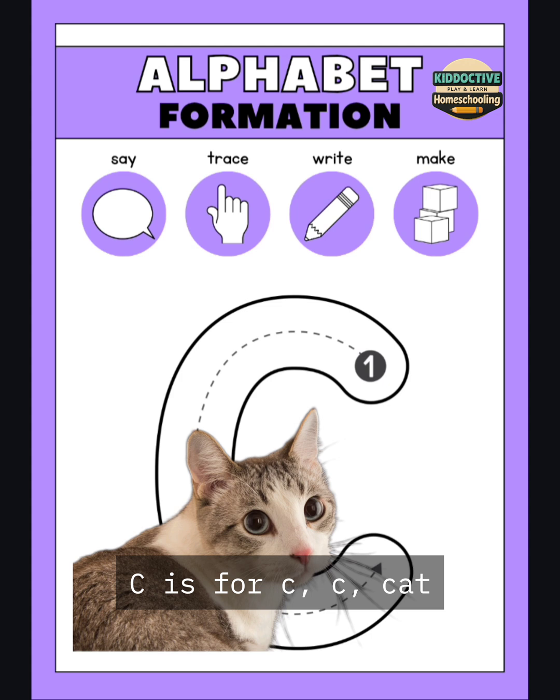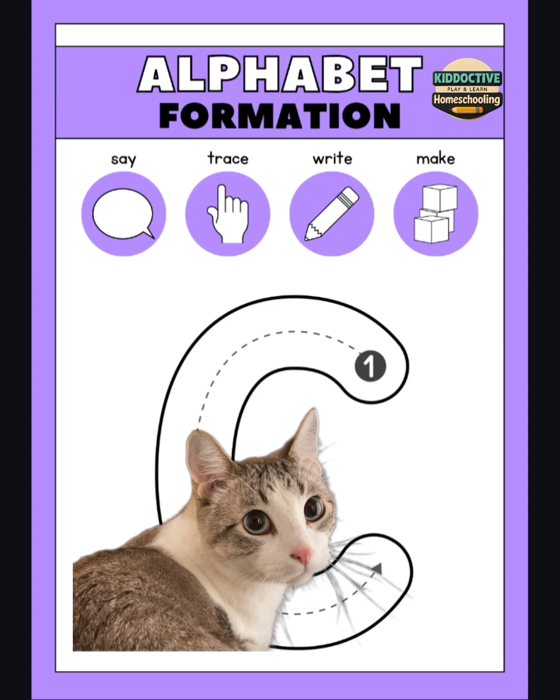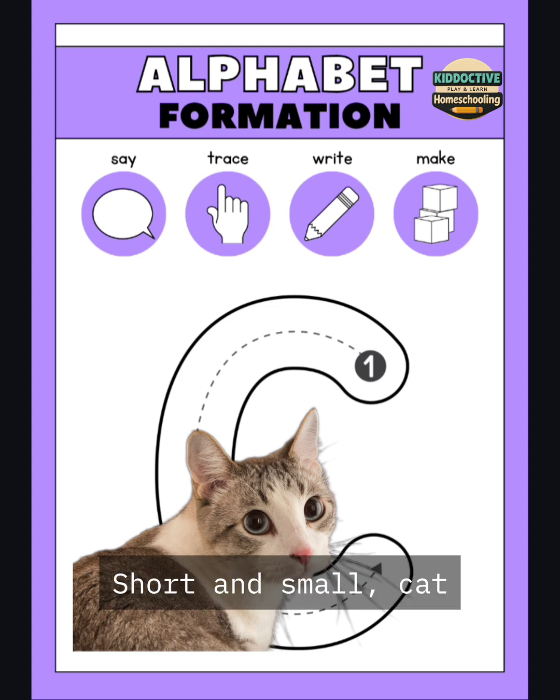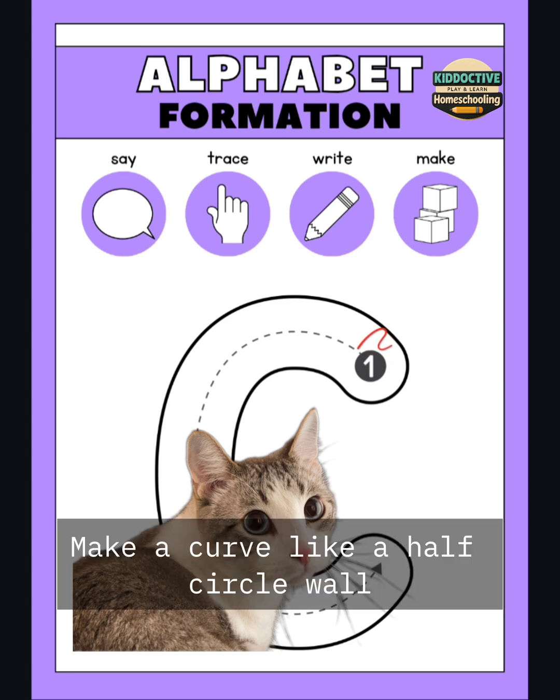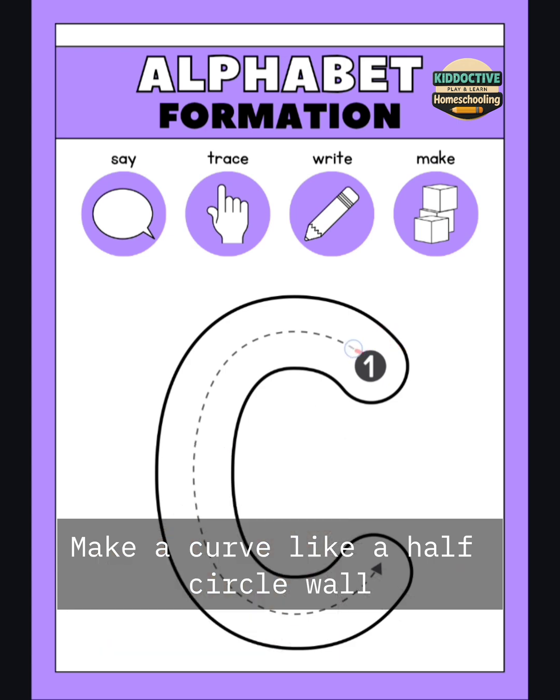Now comes letter C. C is for cat. Soft and small. Cat. Meow. Who says meow? Cat. Make a curve like a half circle wall.